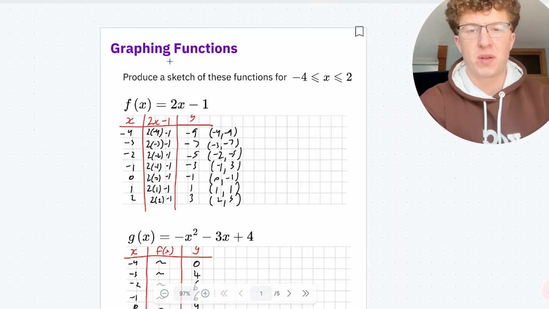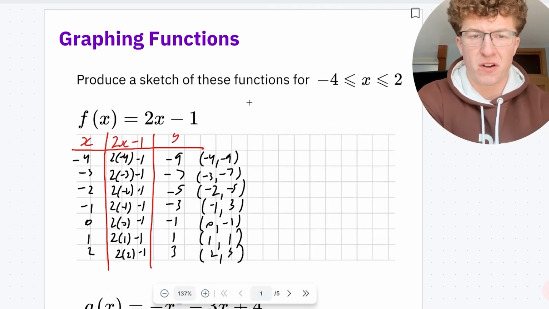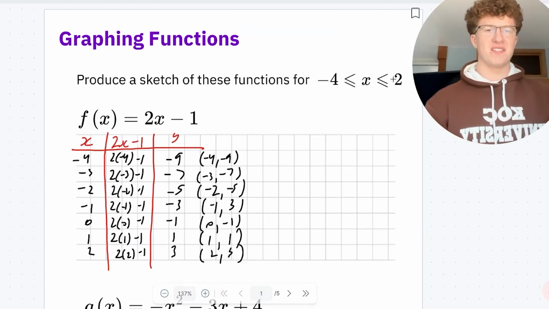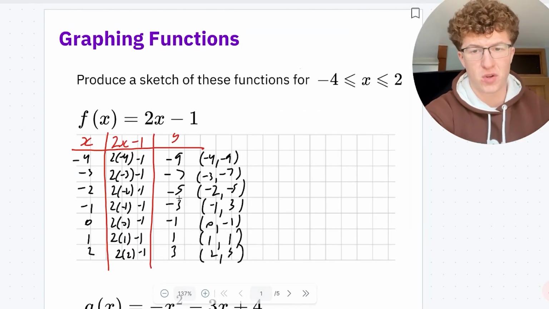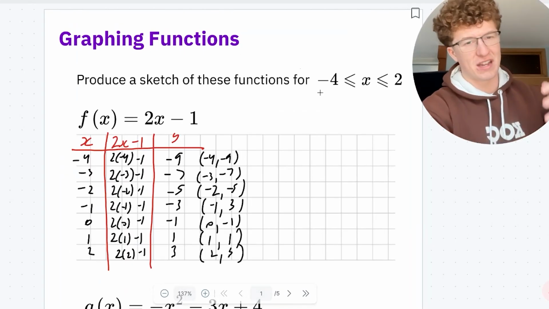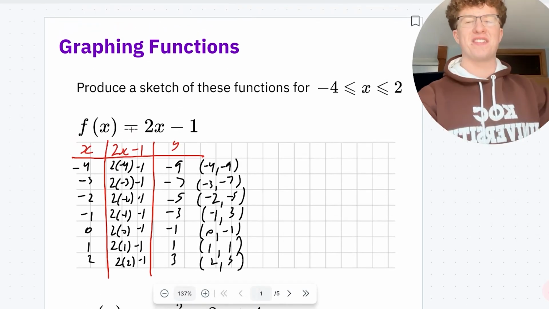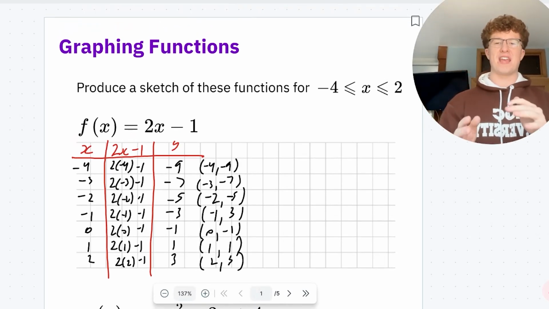First set of questions here, we're going to be graphing the following functions, for -4 ≤ x ≤ 2. All that means is x is between -4 and 2. We're going to write out all the x values and get all the y values, then plot the graphs. So whenever you're making a sketch, you're going to want to draw this table.